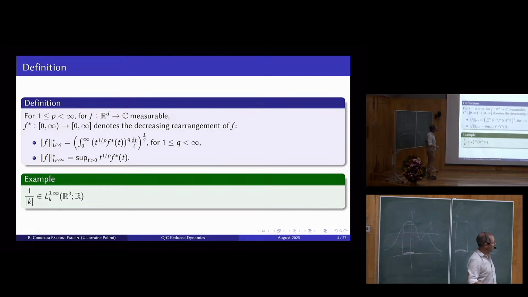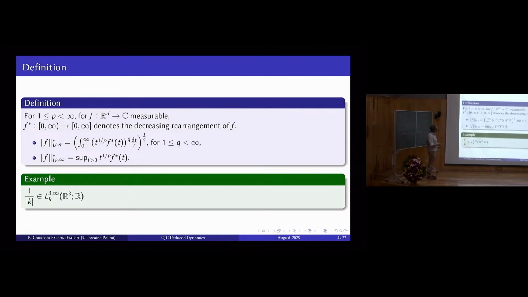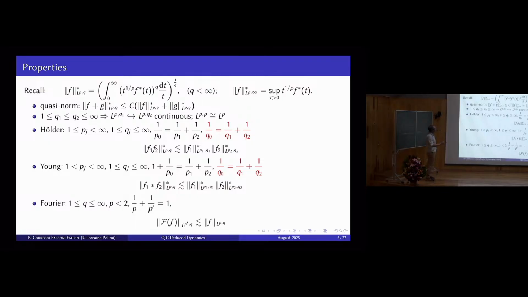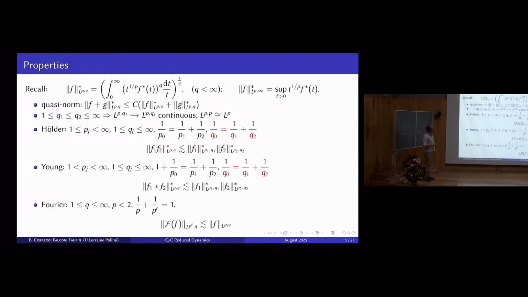What will be of particular interest for us is that the function 1 over k, which is in no Lebesgue space, is in particular in these weak Lebesgue spaces. But we will also need the version with Q not infinity. So let's go to some other properties of those Lorentz spaces. I recall the definitions here. First, they are quasi-normed spaces. That means they are not normed spaces. What fails is the triangle inequality, but not so much, because you get a triangle inequality with a constant which might be larger than 1. Also, for the exponents we will be using, you can find an equivalent norm.